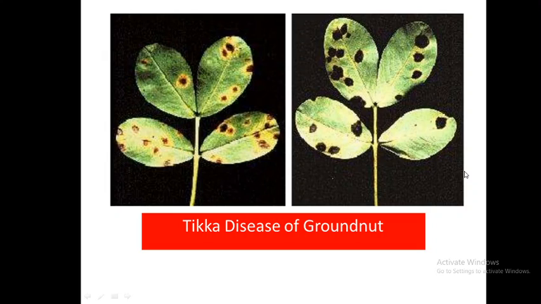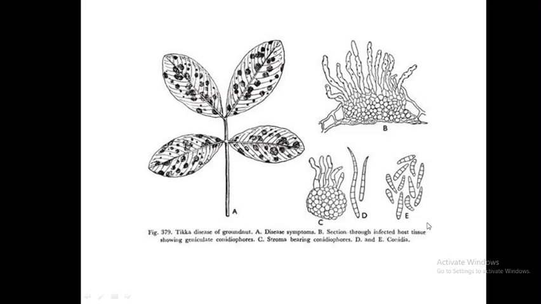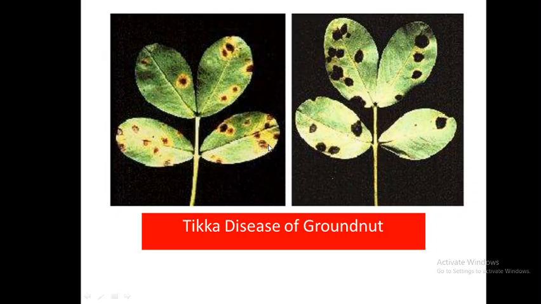Now discuss about symptoms of this Tikka disease of groundnut. The symptoms of the Tikka disease are seen on the leaves of 2-3 months old groundnut plants. They appear in the form of pale green spots on the upper surface of the leaves. Look at this. These are the spots that appear on the upper surface of the leaves. The spots gradually turn yellow and brown.